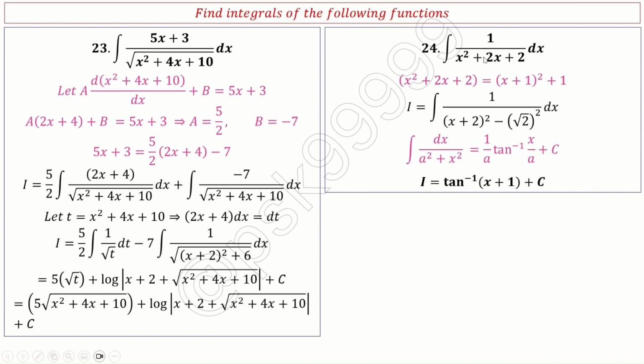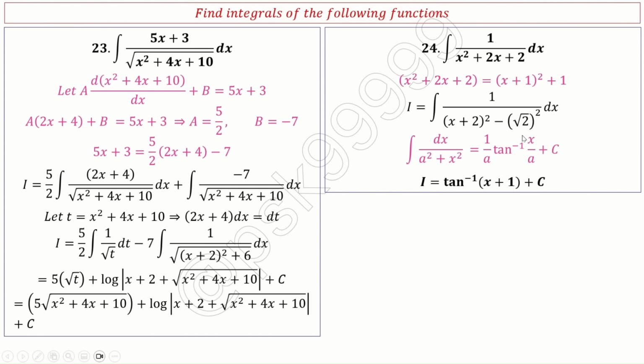Okay, just take out these important things. This is a straightforward one. The denominator x square plus 2x plus 2 I am expressing as (x plus 1) whole square plus 1. Sorry, this is x plus 1 actually, not 2. (x plus 1) whole square minus root 2 whole square. So this is nothing but my 1 by a tan inverse of x by a formula. So this is nothing but tan inverse of x plus 1.